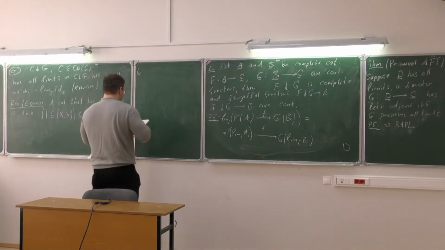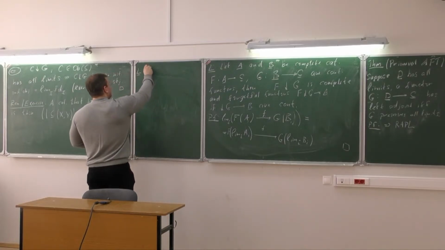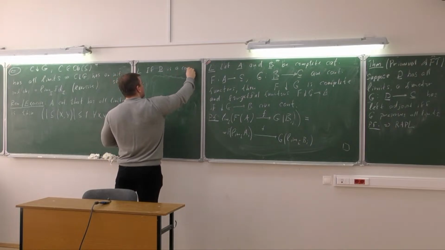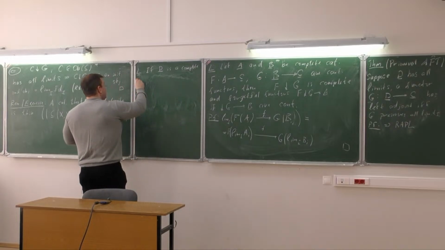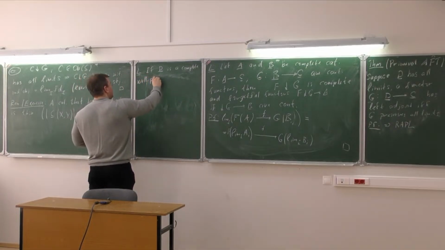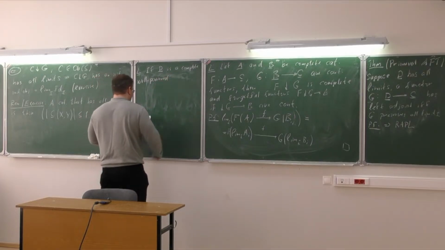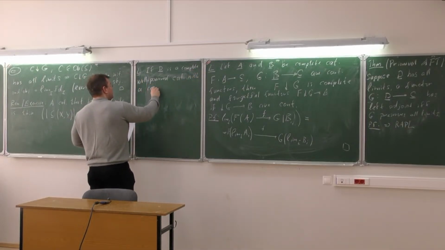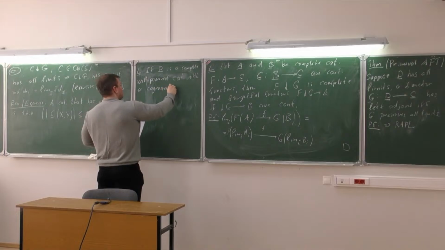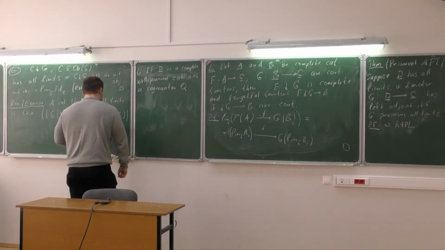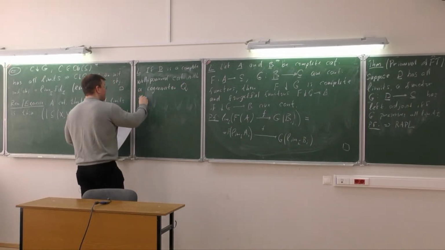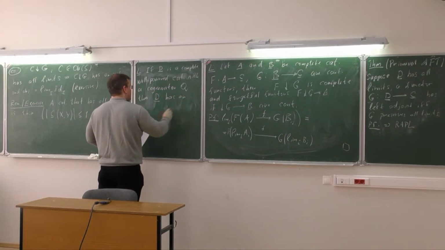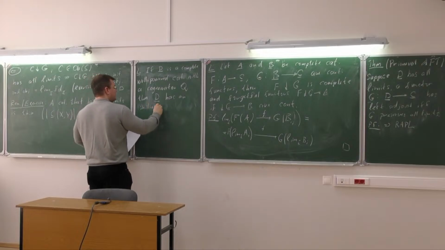Lemma. If D is a complete well-powered category with a cogenerator Q, then D has an initial object.